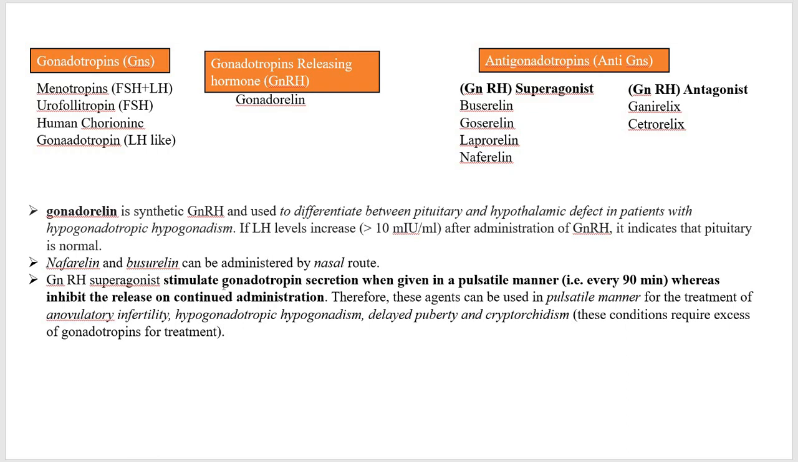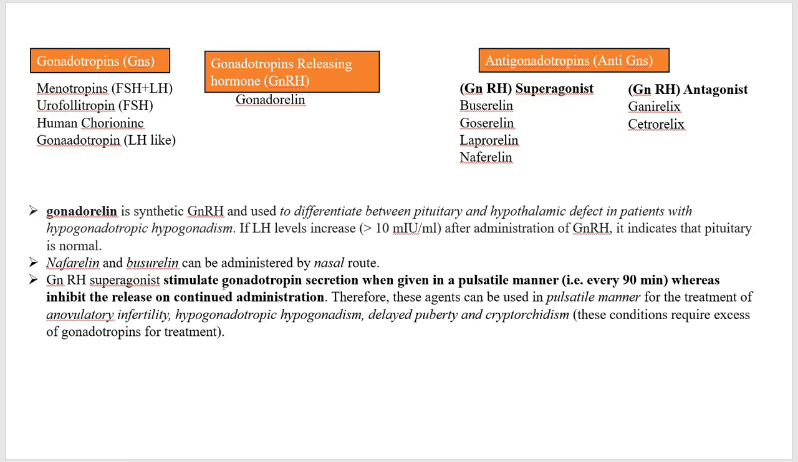Therefore, this agent can be used in a pulsatile manner for the treatment of anovulatory infertility, hypogonadotropic hypogonadism, delayed puberty, and cryptorchidism. Okay, so to treat such kinds of complications, these drugs are administered in a pulsatile manner.